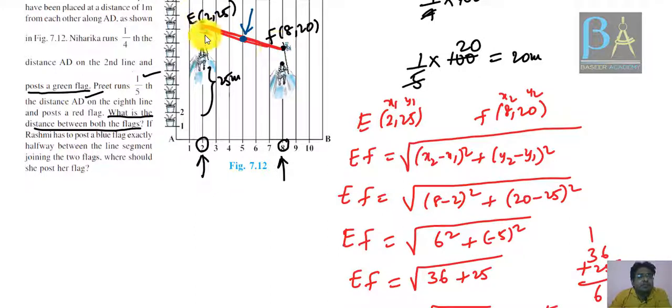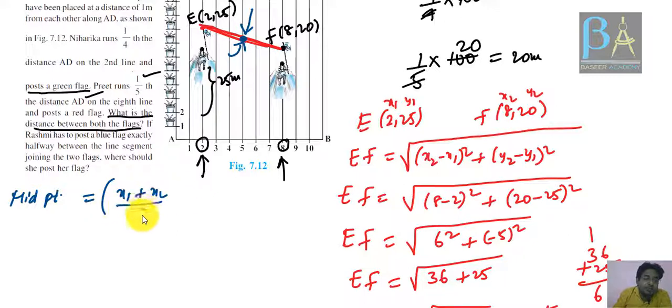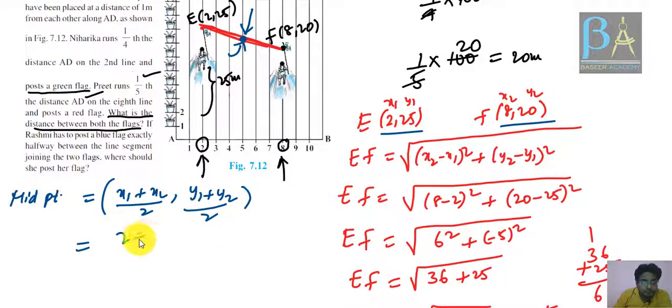Obviously you have to use the midpoint formula to find out the midpoint. The point where Rashmi wants to post the flag, the blue flag, is obviously going to be the midpoint of the points E and F. So it's going to be the midpoint of EF. Let us write the midpoint formula. Midpoint formula is (x1 plus x2) by 2 comma (y1 plus y2) by 2. Now let us substitute the values x1 y1 and x2 y2.